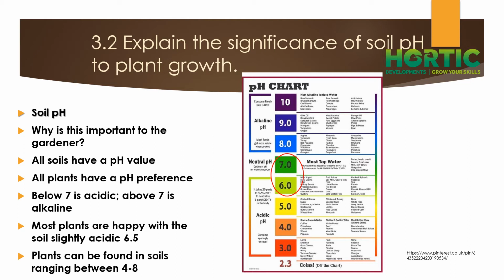So below 7 on the pH scale is acidic, above 7 is alkaline, as we can see there in the middle there. So the easiest way to remember is that most plants are going to be happy with soils very slightly on the acidic side, so around about that 6.5, sitting nicely between the 6 and the 7. Plants can be found though in soils ranging between 4 to 8. Anything outside of those numbers, you'll find that most of the plants will not be happy in those environments. So even the more acidic or alkaline preferring plants won't get much beyond that 4 or that 8 on the scale.